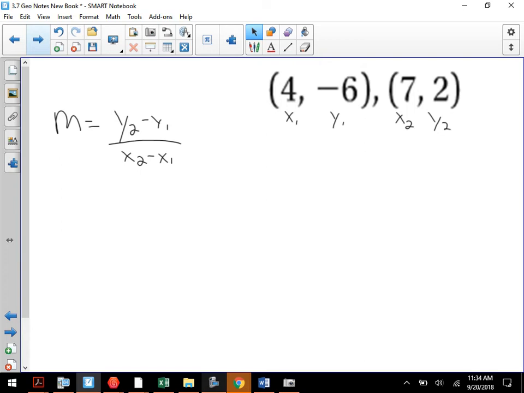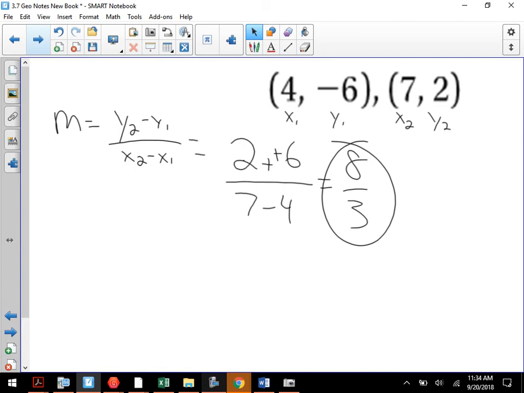What's nice about that multi-view calculator is that you should never get anything like this wrong. 2 minus a negative 6 divided by 7 minus 4. The calculator itself, if you use subtraction buttons and the negative symbols with the fraction bar, will always simplify it for you. Or if you want to crank it out by hand, that's fine as well. We get 8 over 3, and you're done. That's the slope.